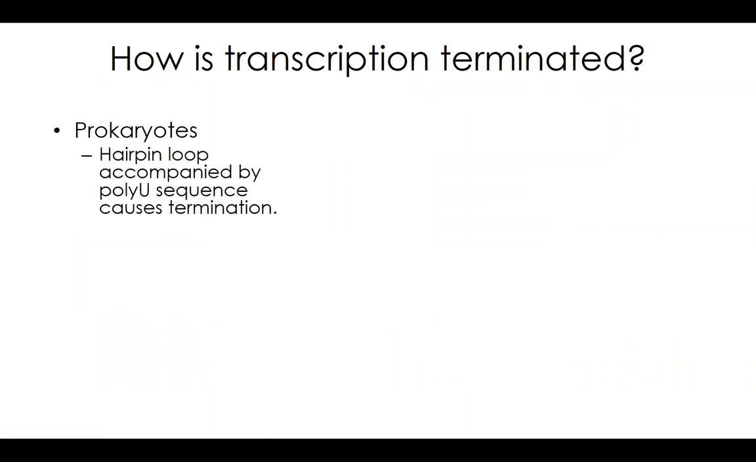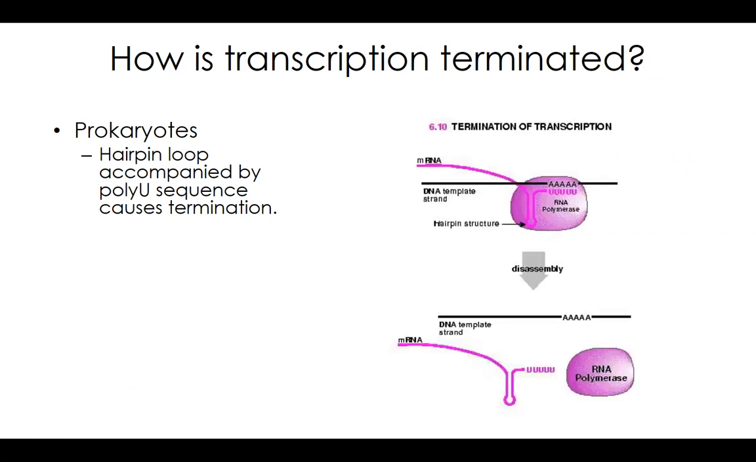In prokaryotes, termination is caused by a hairpin loop accompanied by a polyuracil, or poly-U, sequence. This isn't the clearest image, particularly because everything's in shades of magenta, which isn't really a real color, but that's a Google for another time. With messenger RNA, when we form a hairpin loop, think of a hairpin like a bobby pin. It's going to fold back on itself, and these are called hairpin loops.